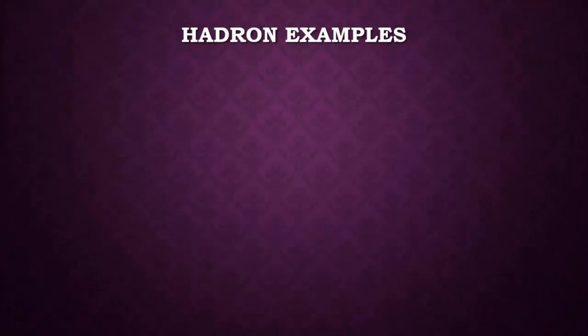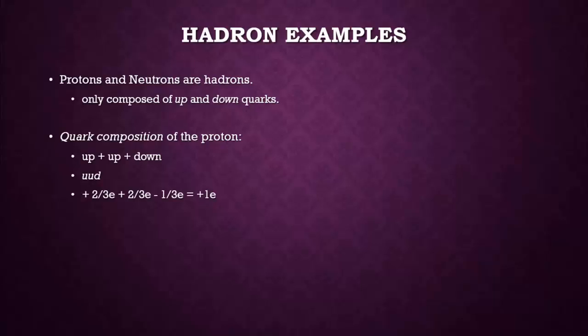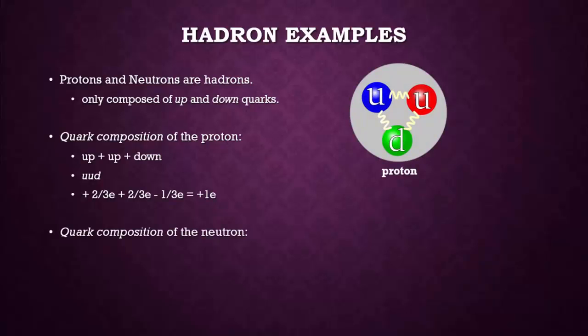Let's take a look at a couple of very familiar examples of hadrons. Protons and neutrons are hadrons, and are only composed of up and down quarks. Let's take a look at the quark composition of the proton. In order to end up with the charge of the proton with which we are familiar, the proton must be composed of 2 up quarks and a down quark. This could be written as UUD, and this gives us +1 elementary charge. Now let's take a look at the quark composition of the neutron. A neutron is composed of 1 up and 2 down quarks. This could be written as up, down, down. And of course, we end up with a charge of 0.